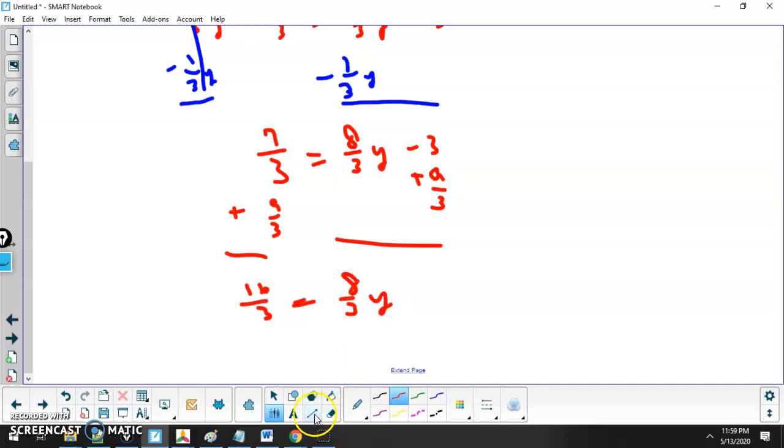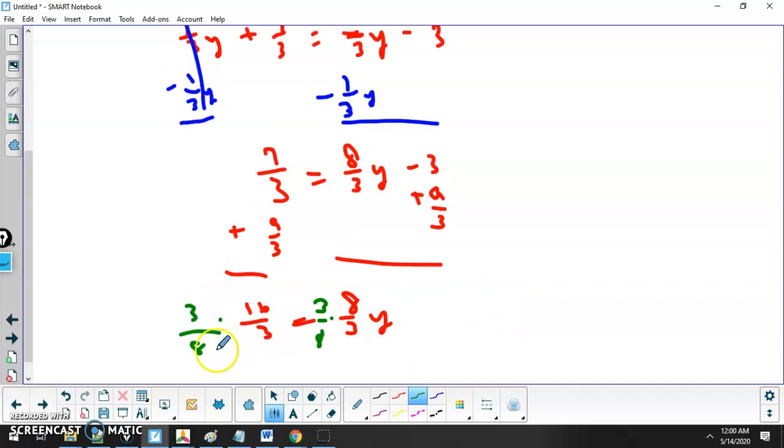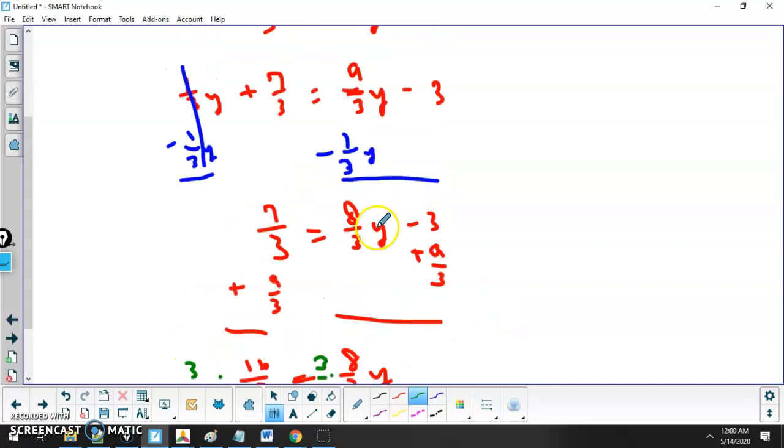And then from here, I just need to multiply by the reciprocal. And the reciprocal is 3/8. So I'm going to multiply both sides by 3/8. And then you got to reduce it. And then you have your answer. Okay? So hopefully you can do the rest of that there. Reduce the diagonals and simplify things here.